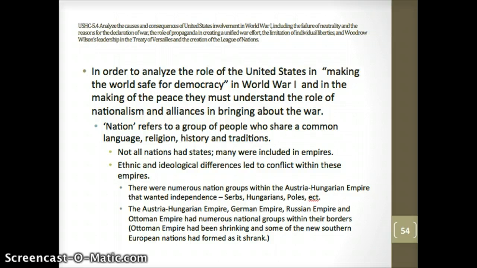What you need to understand is that for us to make the world safe for democracy after World War I, we have to understand how the war actually started, and nationalism and alliances, and I'll show some of the problems later with the treaty that ends the war. Nation really refers to a group of people who share a common language, religion, history, and tradition. Not all nations are countries or states. Many are actually included within empires, especially when we're talking about imperialism. And so there's a lot of ethnic and ideological differences which are going to lead to conflict within those empires. An example is the Austro-Hungarian Empire, and that's really why the war starts with the assassination of Archduke Franz Ferdinand.